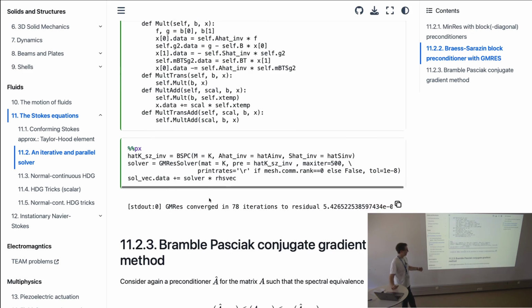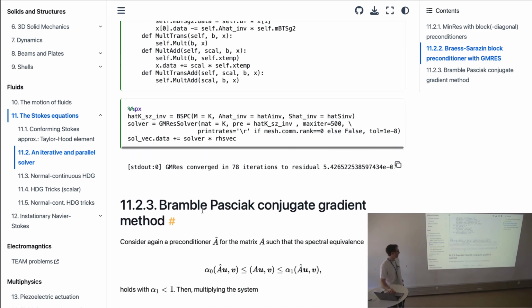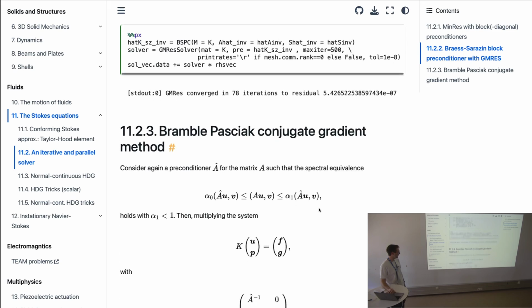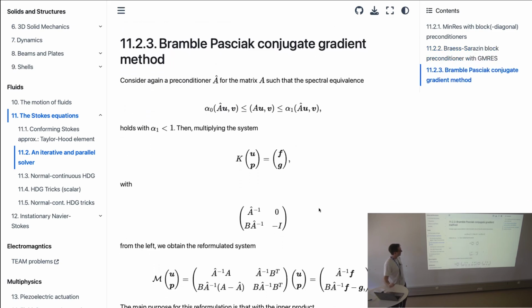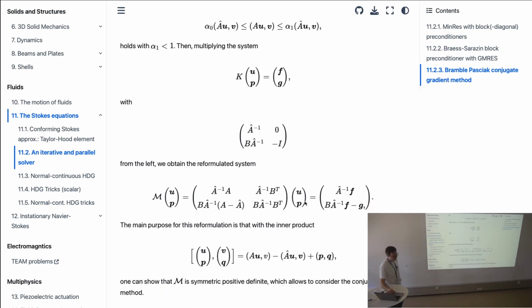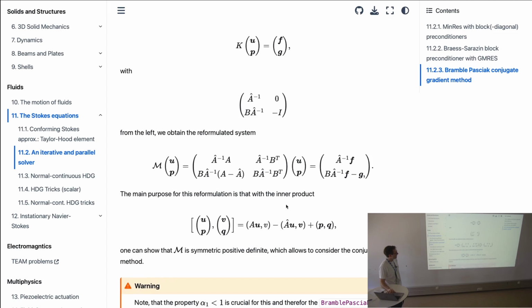Okay, still we have now used the MinRes solver and the GMRES solver. Surprisingly, if you do it correctly, you can also use the CG solver for saddle point problems under certain conditions. So this is the Bramble-Pasciak conjugate gradient method. And the main idea is that when we have some kind of a preconditioner for this A block that we already had before, and we have a proper scaling, so a spectral equivalence, then you can do some magic transformation and get this kind of a system.